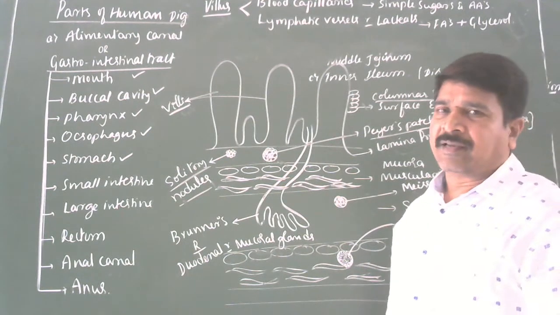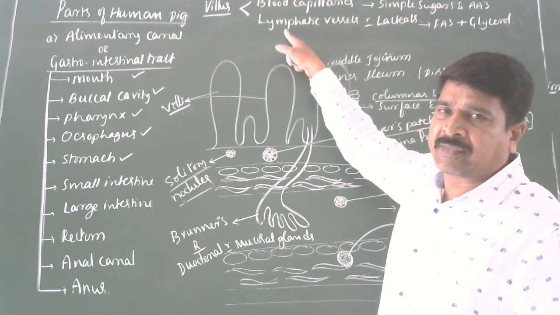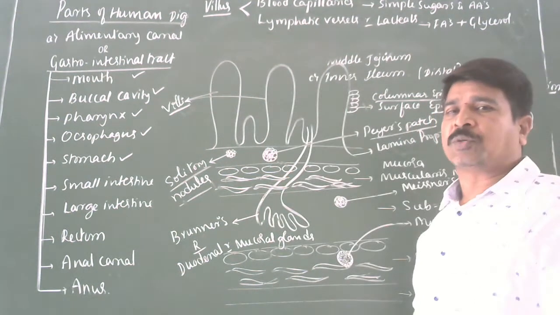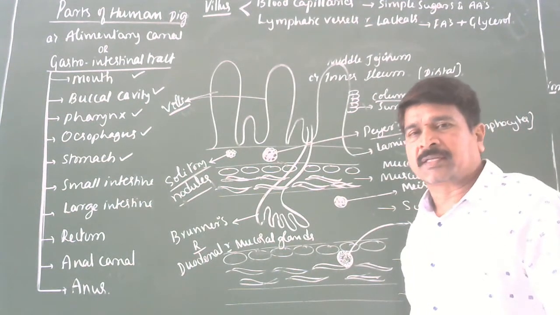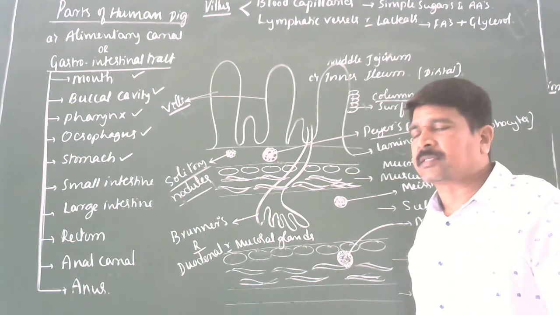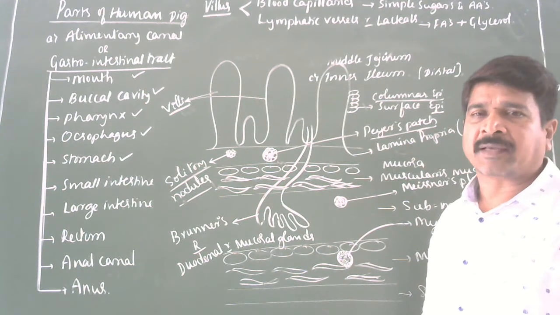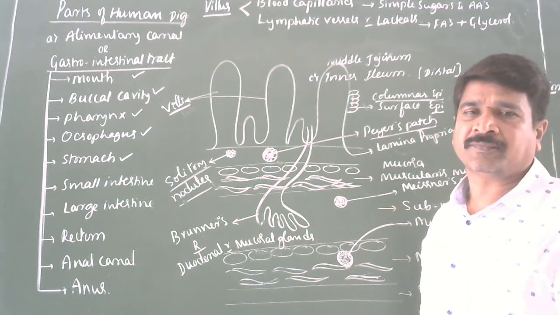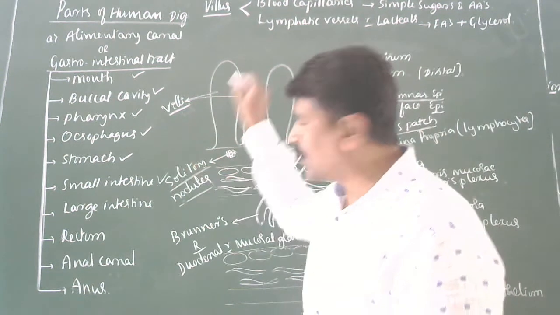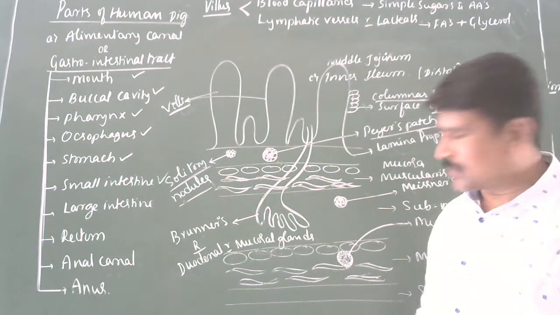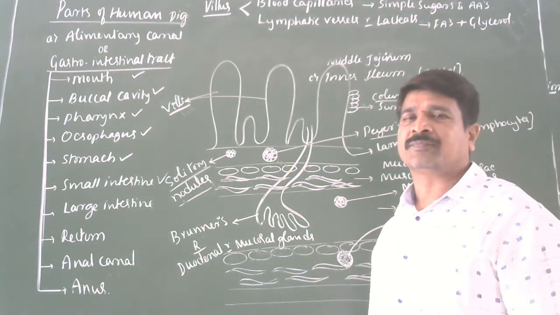I'll repeat once again. Internally, each villus contains a network of blood capillaries and lacteals or lymphatic vessels. Blood capillaries help in the absorption of the end products of carbs like simple sugars and the end products of proteins like amino acids. Whereas the lacteals or lymphatic vessels help in absorption of the digested particles of lipids like fatty acids and glycerol. I think it is very clear. So with this, we have completed the small intestine. Dear students, you should remember which is the last part of the small intestine: ileum.